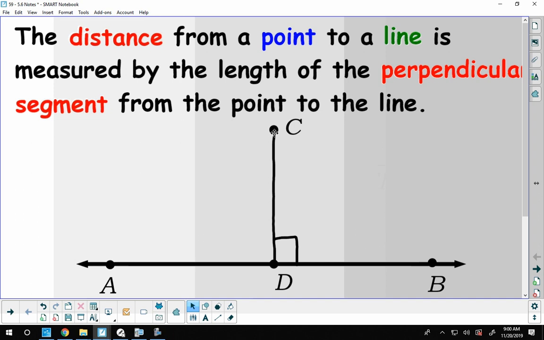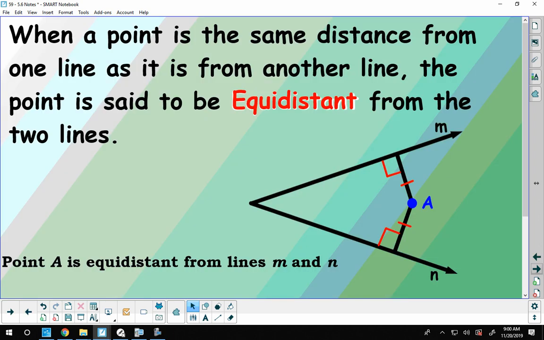So why does that matter? When a point is the same distance from one line as it is from another line, you can see that marked here, we have point A that is the same distance from line M to line N, and you know that because they are marked congruent. So when that's the case, the point is said to be equidistant because it is an equal distance from the two lines. So we can say point A is equidistant from lines M and N.